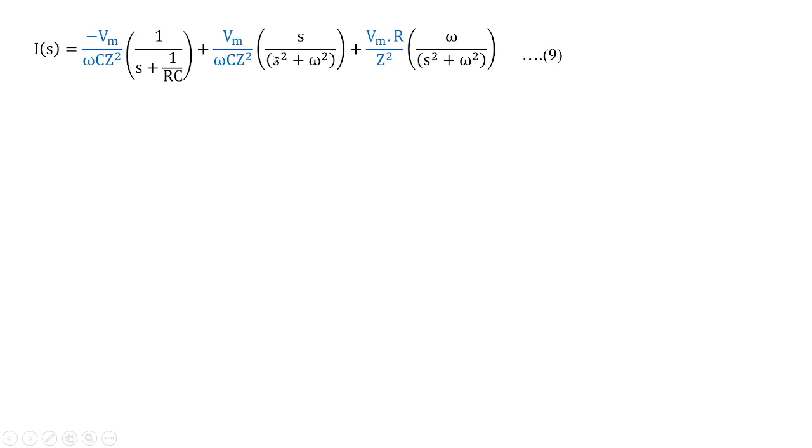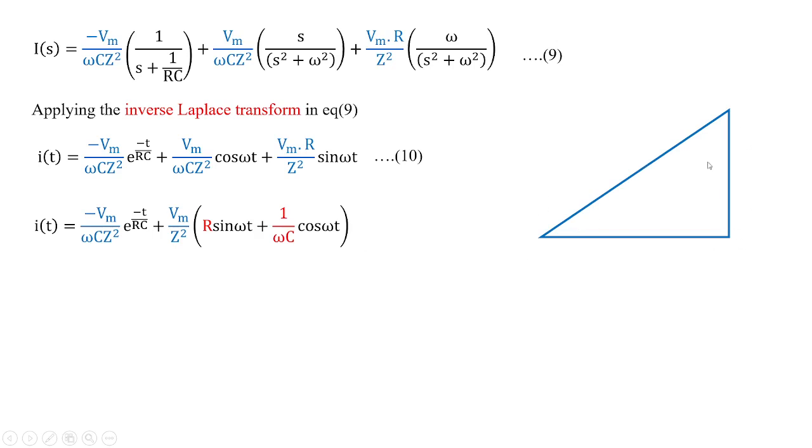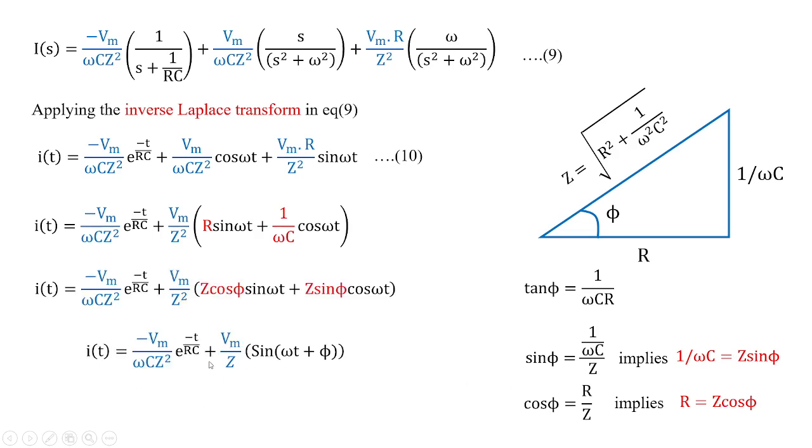Now again applying inverse Laplace to equation 9 will give you the value of I of t, which is obtained here with the standard impedance triangle of R and 1 by omega C. With this you can get the tan, sine and cos values, and 1 by omega C can be replaced by z sin, R can be replaced by z cos. So I'm going to do that also. Again I'm going to get I of t in terms of the transient as well as the steady state part. So this is how you need to solve the RL and RC circuits applied to AC.